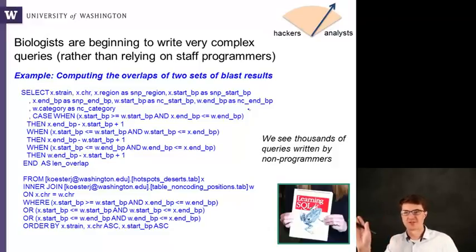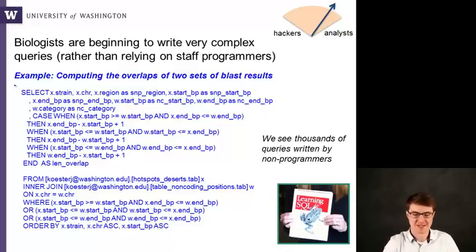This is my last slide of this segment. The other reason I think about hackers versus analysts is that the line between them is blurring nowadays, and technology can actually help here. It doesn't require a PhD in computer science, or even a bachelor's degree in computer science in some cases, to manipulate large data sets. To back up this claim, I'll give you an example from some of my work, where we have tried to make databases easier to use for, say, biologists.